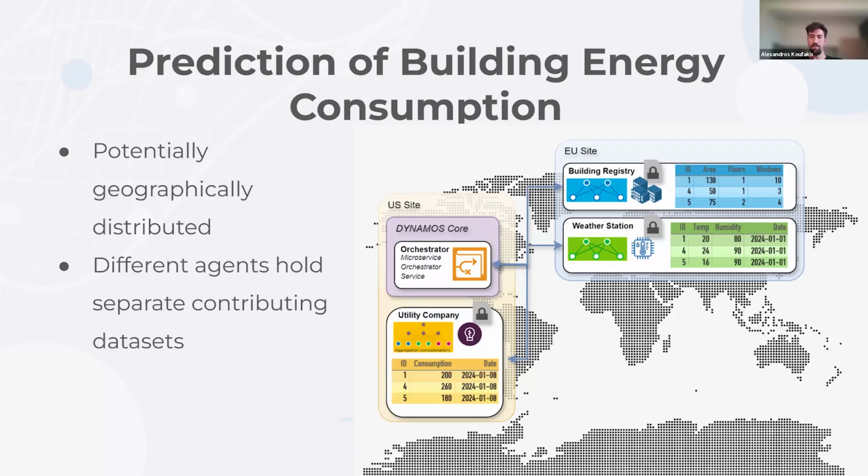So using federated learning, we can overcome this obstacle by training a model on distributed and private datasets without sharing the actual data, but only sharing the parameters of the model. So in this scenario, we consider three agents. One is the utility company, a building registry, and a weather station, but all of them are distributed.